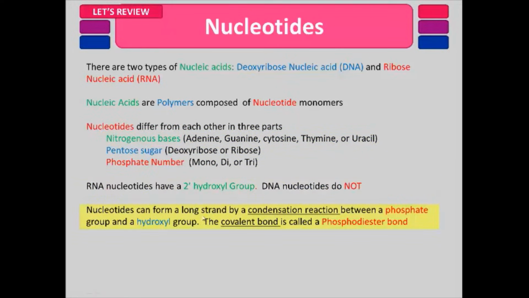Nucleotides can form a long strand by a condensation reaction between a phosphate group and a hydroxyl group. The covalent bond is called a phosphodiester bond. Now let's move on to our next concept.